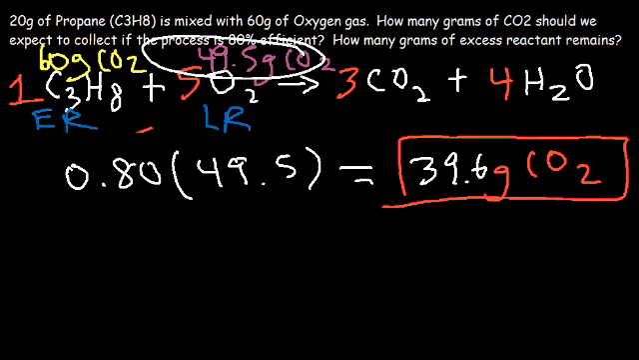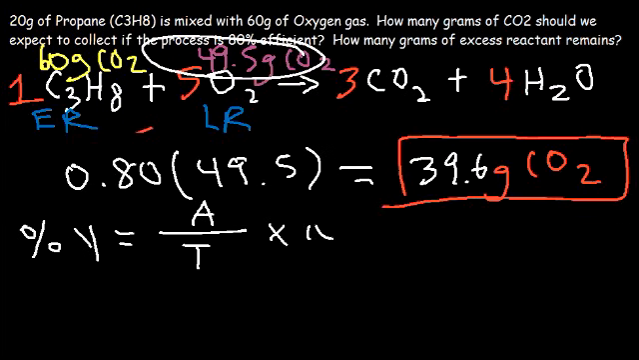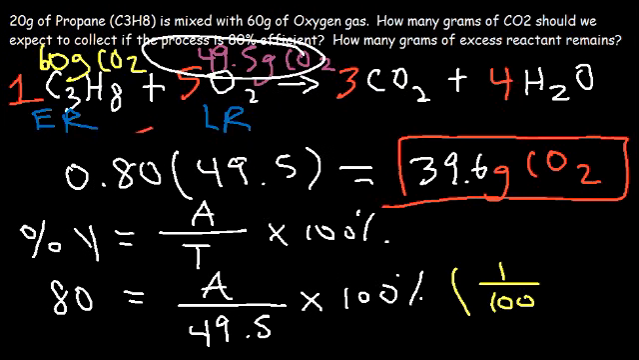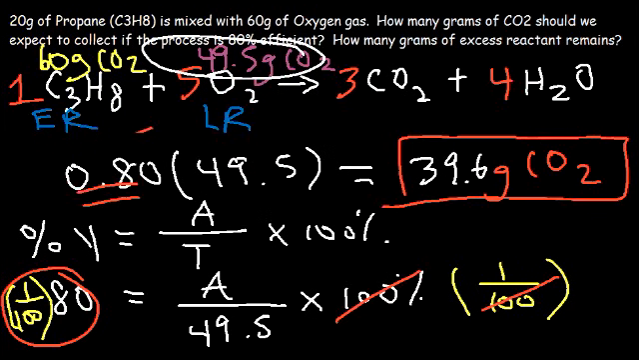Now I know some of you out there prefer to use the equation to calculate the actual yield. So the equation is the percent yield is equal to the actual yield divided by the theoretical yield times 100%. So the percent yield is 80. The actual yield is what we're looking for, the theoretical yield is 49.5, times 100%. So the first thing we should do is divide by 100, or simply multiply both sides by 1 over 100. So 100 will cancel on the right side. 80 divided by 100 will give us 0.8.